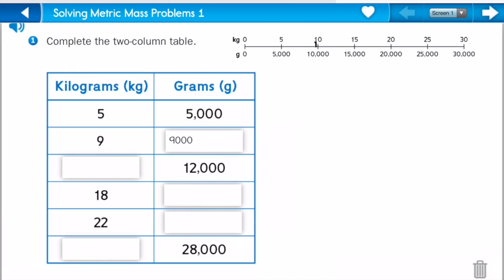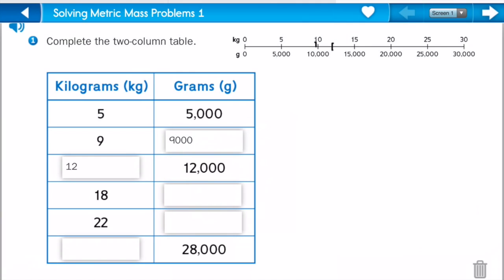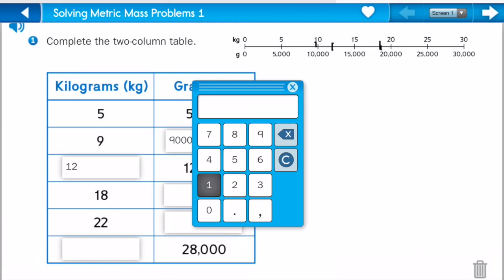All right, so if we have 12,000, we'll mark it on here. 12,000 would probably be about right there. How many kilograms would that be? So if we go up here and look. Yes, that's right. It would be about 12. All right, let's mark where about 18 would be. 18 would probably be around right here. What would that be? Correct. That would be 18,000.